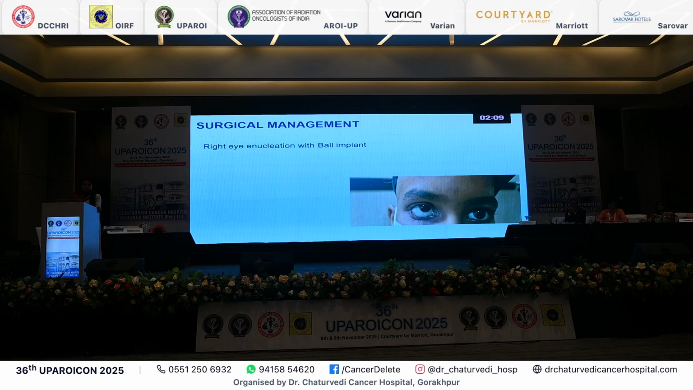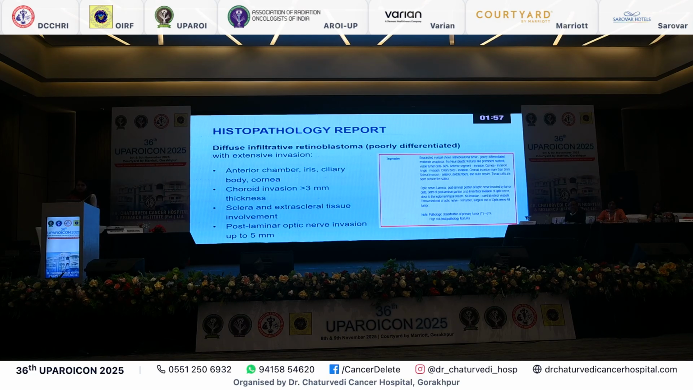And because in MRI there is no optic nerve involvement, we suggested enucleation, and the child underwent right eye enucleation with the gold eye implant. After the enucleation, the histopathology report came, which shows the diffuse infiltrating retinoblastoma, which is poorly differentiated, and it's a rare variety, only 1 to 2% are the diffuse infiltrating type. It shows the choroidal invasion and also scleral and extrascleral involvement, and also post-laminar optic nerve invasion is present.